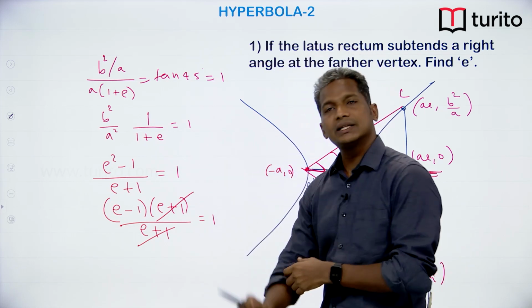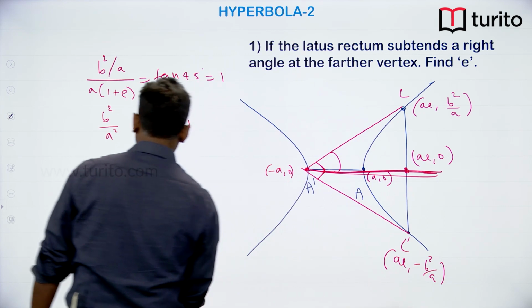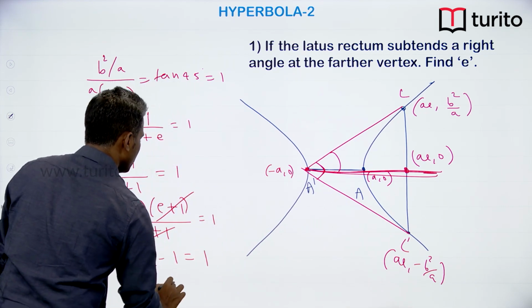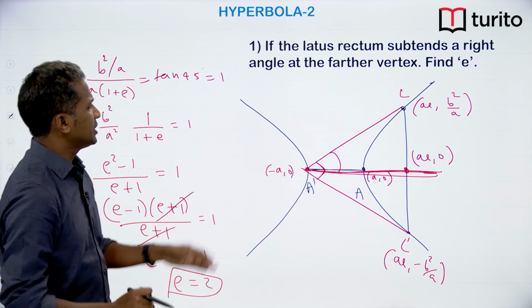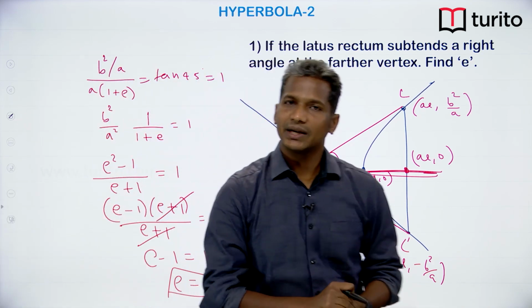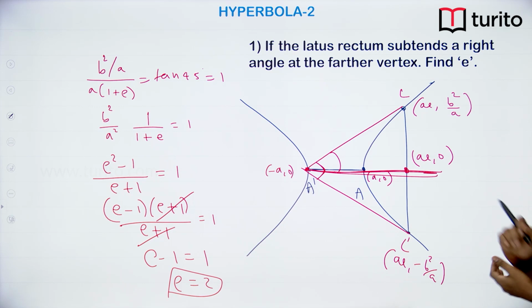Because we cancelled e plus 1, what remains here is e minus 1 equal to 1, which will give us e equal to 2. So, to this question the answer is e equal to 2. Come on, make a note.